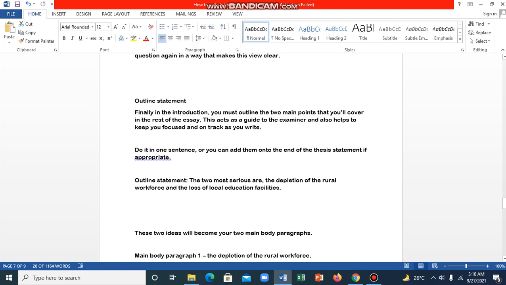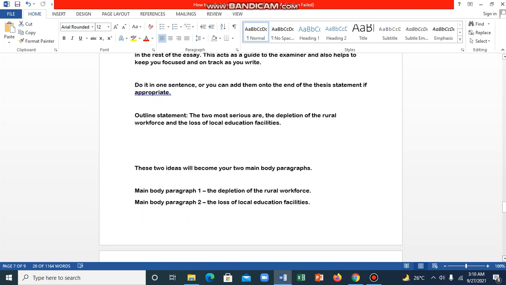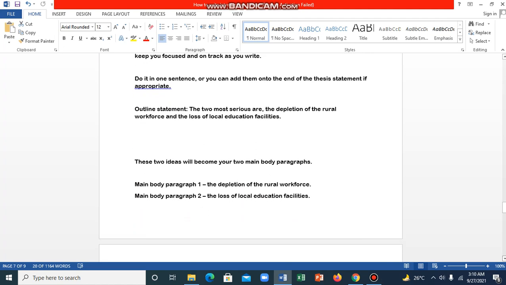ठीक हो गया, अब इस sentence को हम ऊपर वाले में से एक outline के. The two most serious are the depletion of the rural workplace and the loss of local education facilities, right? So these two ideas will become your two main body paragraphs. ठीक है, ये दोनों जो है इसमें से main body paragraph number 1 में हम बात करेंगे the depletion of the rural workplace, और main body paragraph number 2 में हम the loss of local education facilities.